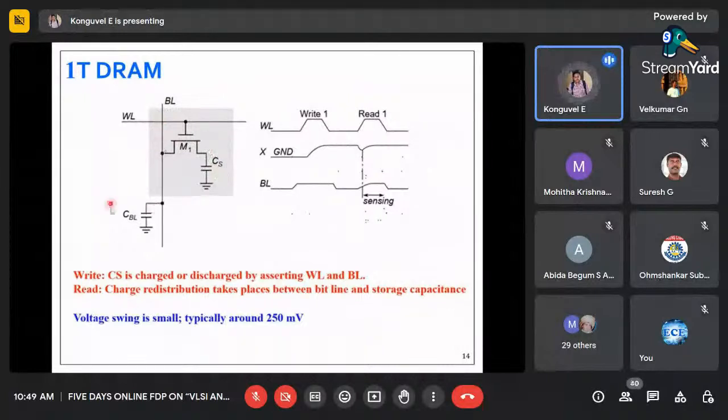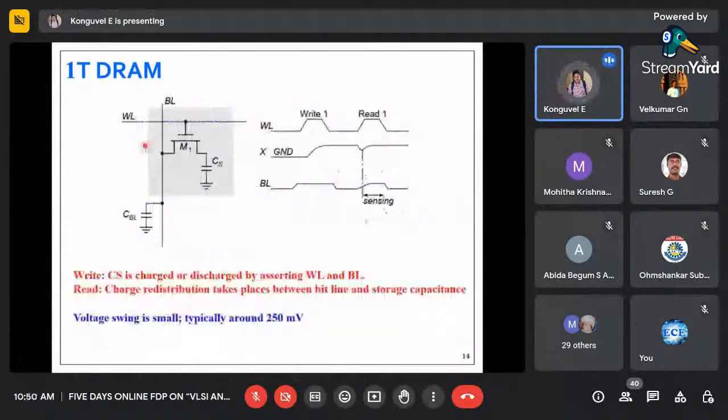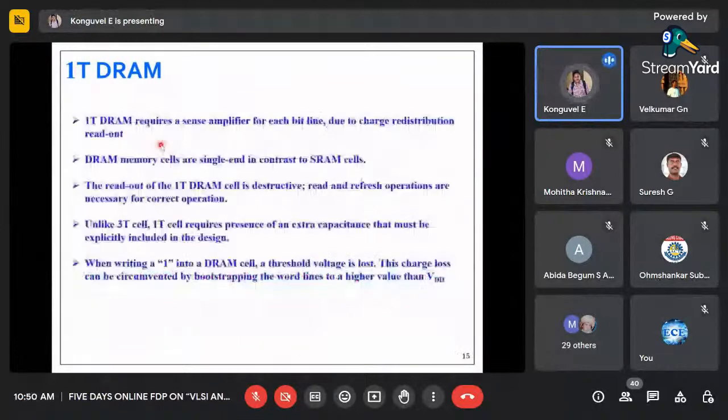Again, we will be having bit line capacitance to drain that, to avoid hanging. So that's how 1T DRAM works. And we have several disadvantages of 1T. It requires a sense amplifier for each bit line due to redistribution readout. And it is single-ended in contrast to SRAM. Single-ended means you will be having 1 bit line and 1 word line. But in static RAM, you can see we will be having bit and bit bar lines. Here it is single-ended.